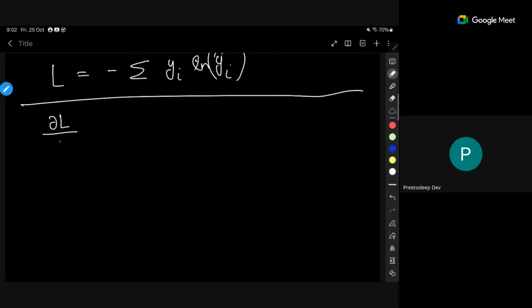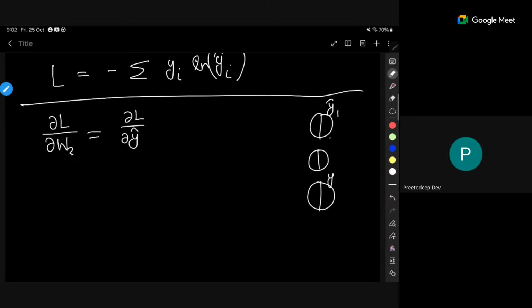First, let's do ∂L by the weights, which are going to be in my W3. How will I do that? I'll write the equation, right? ∂L by ∂ŷ, because that's how it's connected. You can see here my loss: this is what ŷ is, ŷ1, ŷ2, ŷ3, and from that I figured out the loss. All went into the loss.